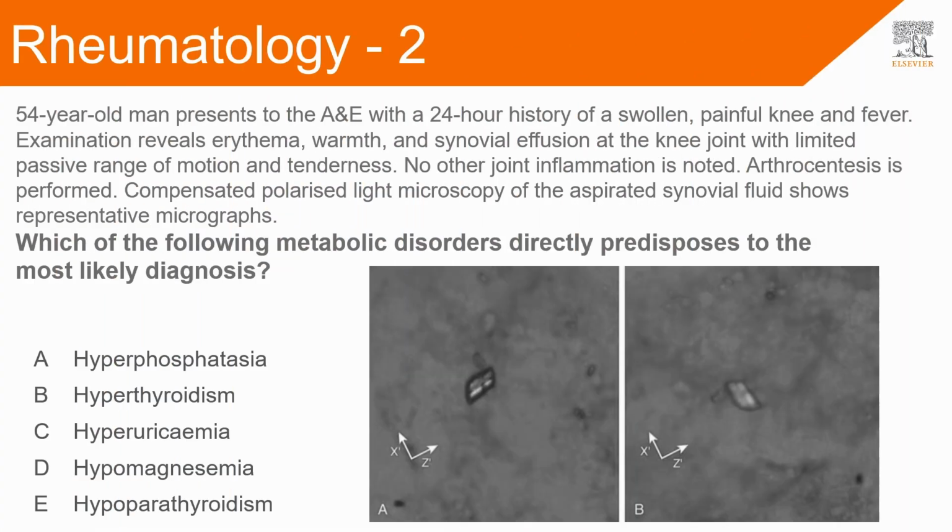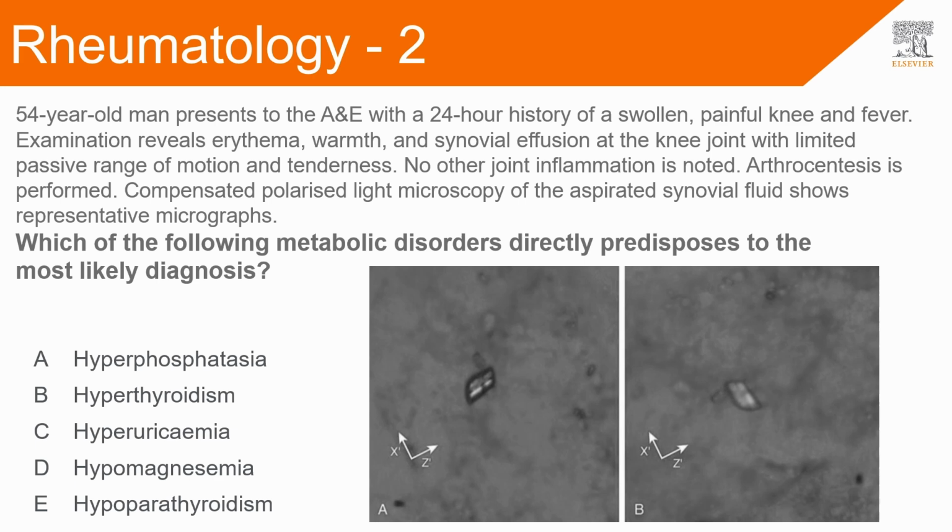Without further ado, let's crack on with question number 2. So we've got a 54-year-old man that comes to A&E with a 24-hour history of a swollen, painful joint, of a knee specifically, with a fever now, okay? Different to the first one that we have. Examination shows erythema, warm, synovial effusion of the knee joint, limited passive range of motion and tenderness on palpation. No other joint inflammation.